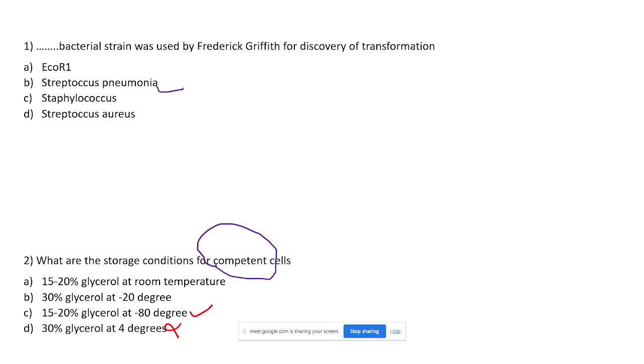And minus 20 is not right, because whenever you prepare competent cells, you prepare them as a stock and then aliquot it into many vials. Suppose you have made 30 or 40 vials of competent cells, obviously you will be using them for a very long time. So for long term storage, it is always beneficial to store at minus 80 degrees, and competent cells have to be stored at minus 80 degrees only.